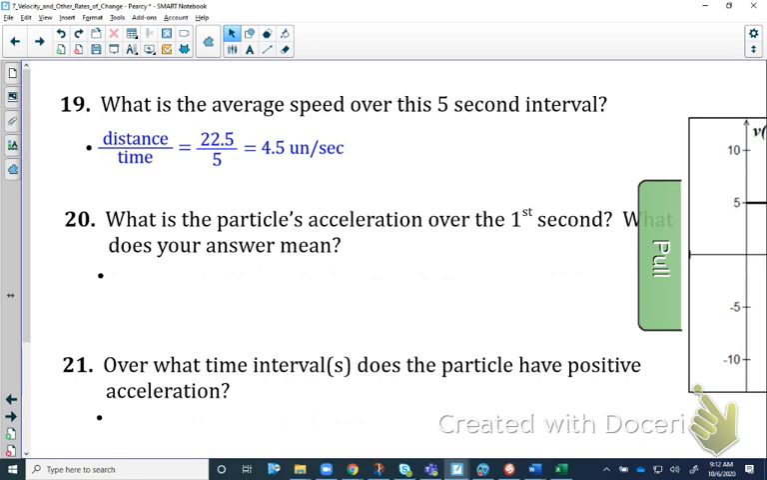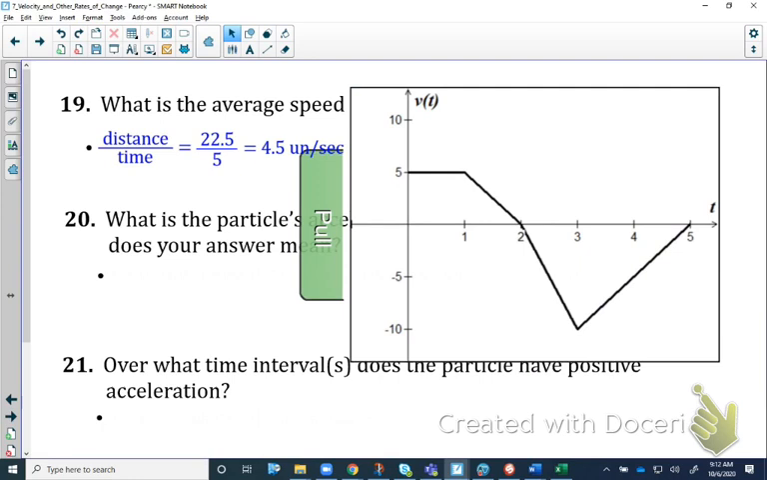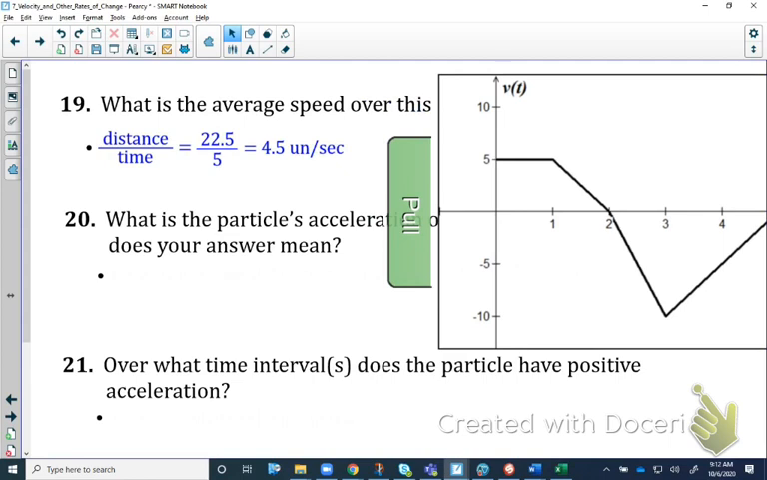What is your particle's acceleration over the first second? Well, the acceleration, again, is going to be the slope of the velocity function. So at the beginning, 0 to 1, we have a horizontal line segment there. So the acceleration there is actually 0.